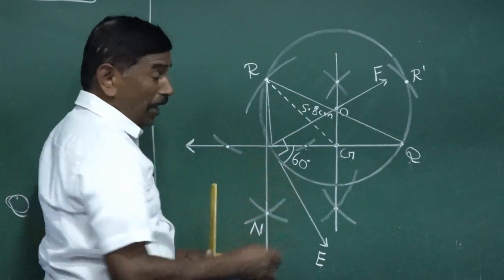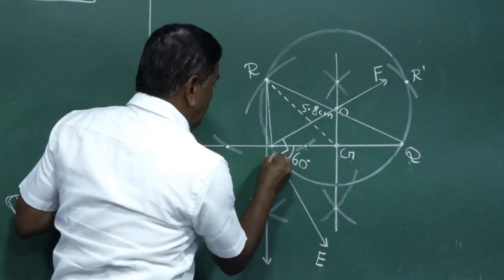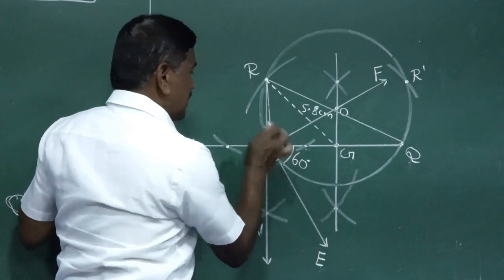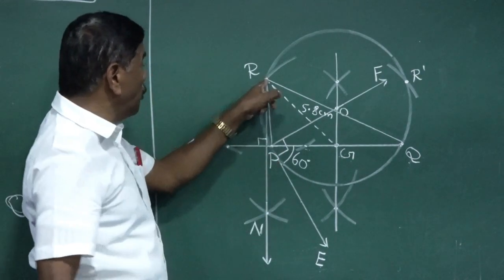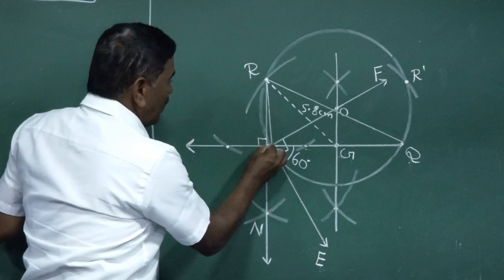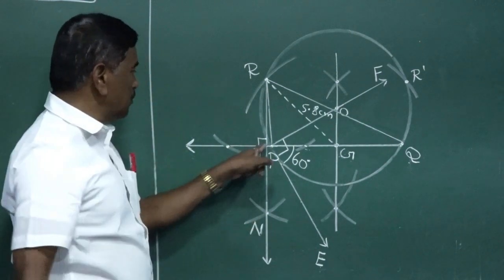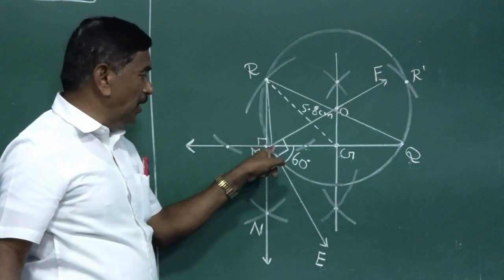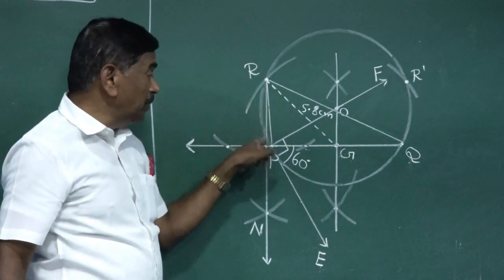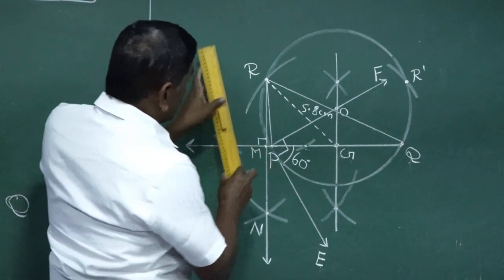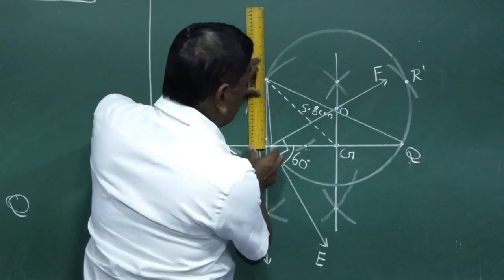Now, we already named PQ. This point is capital P. This is a perpendicular, because altitude means a perpendicular, and let the meeting point of PQ and RN be capital M. RM is the altitude, that is the length of the altitude. I want to measure the length of the altitude RM using a scale, and it is 3.8 centimeter.